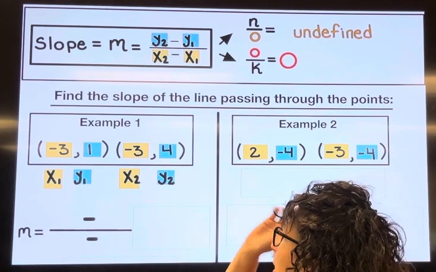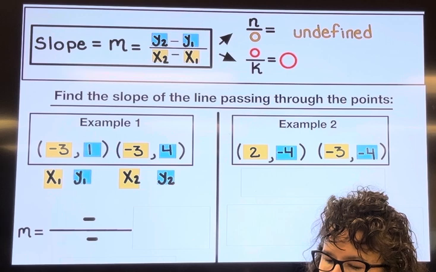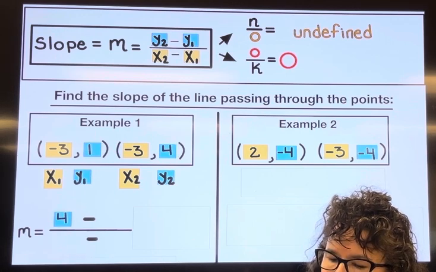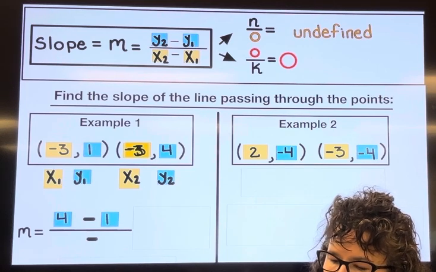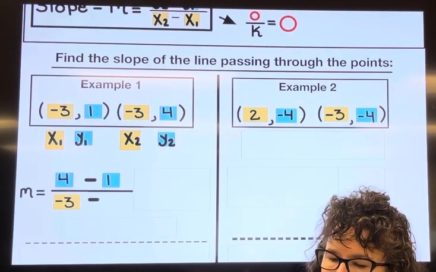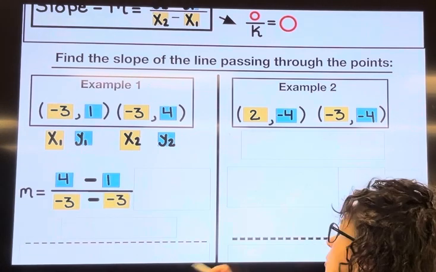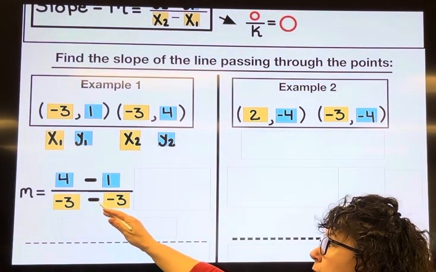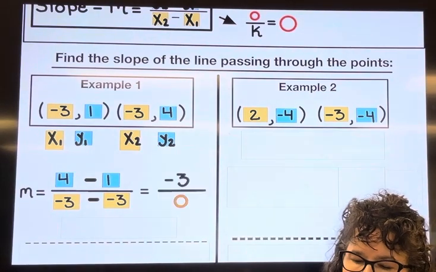And then I am using that formula, so let me grab my y sub 2. So here's y sub 2 minus y sub 1 over x sub 2 minus x sub 1. Do a little bit of simplifying here. 4 minus 1 is 3. Negative 3 minus a negative is a plus, so negative 3 plus 3 is 0.